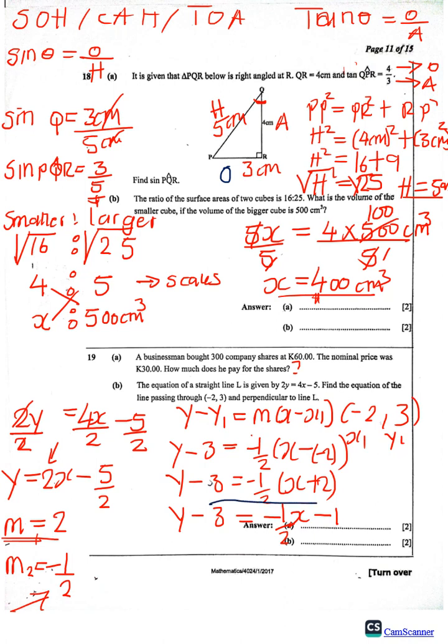So this negative 3 will move to the other side, giving us y is equal to negative half x minus 1 plus 3. So the sign changes. Then our final answer is y is equal to negative half x plus 2. So this is how we can find this equation which is perpendicular to line L. Now let's move on to question 20.